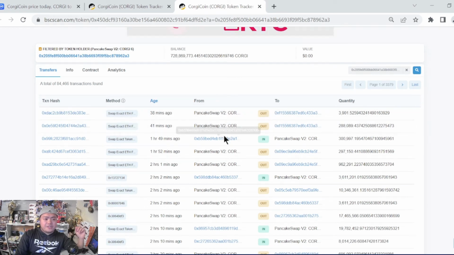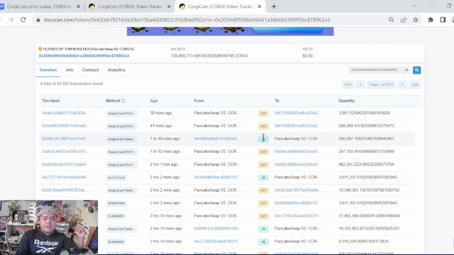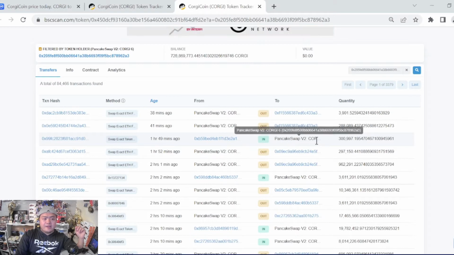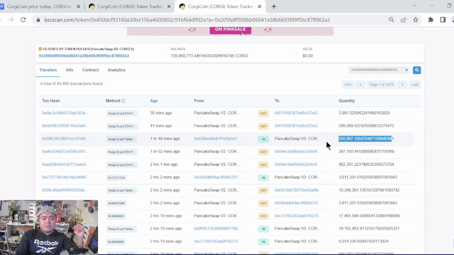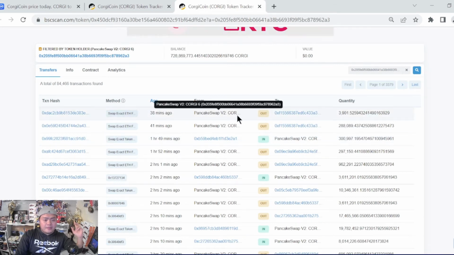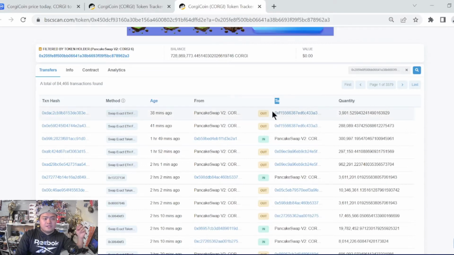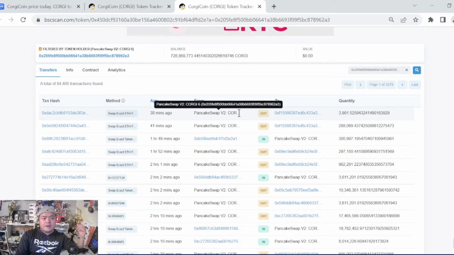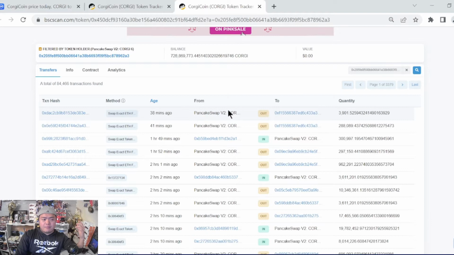When we see an address here that says from this address in to Pancake, what it's saying is that this address sold this quantity here on Pancake. And then up here, if we see it saying that it's from PancakeSwap going out to this address in this quantity here, that means that this address just bought or swapped this much token from PancakeSwap.